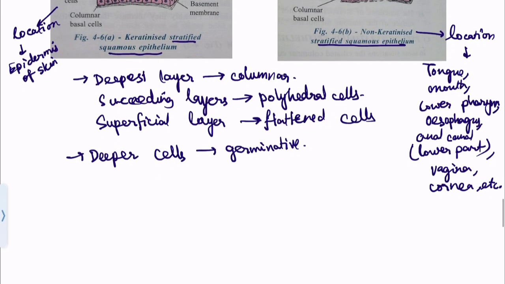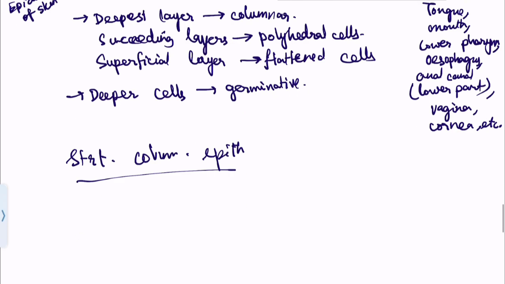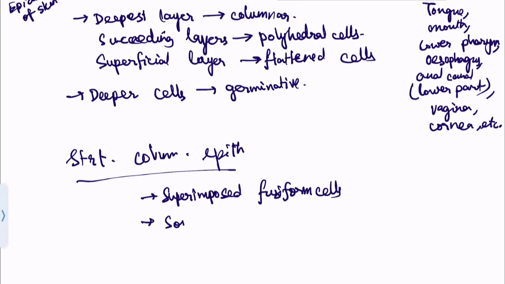Now we can have a look just at stratified columnar epithelium. Not much information is present. Superimposed fusiform cells found in some parts of male urethra. Not much information to it.